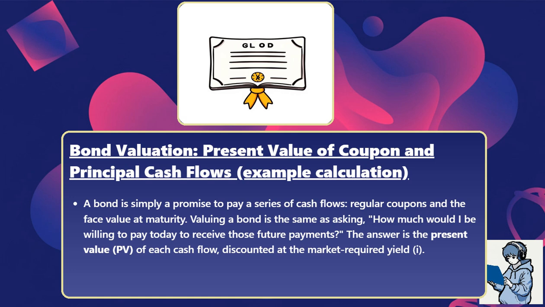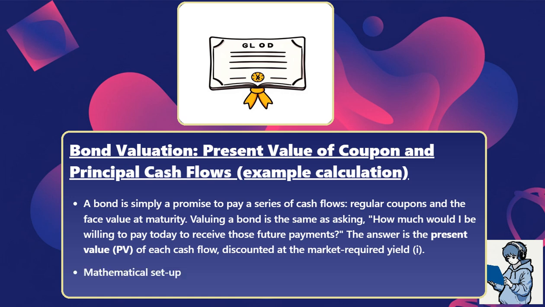A bond is simply a promise to pay a series of cash flows, regular coupons, and the face value at maturity. Valuing a bond is the same as asking, how much would I be willing to pay today to receive those future payments? The answer is the present value (PV) of each cash flow, discounted at the market required yield (I).